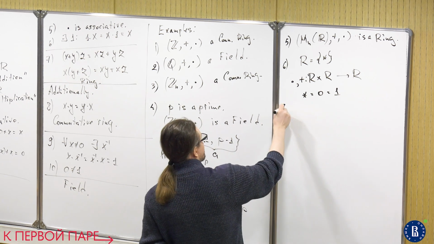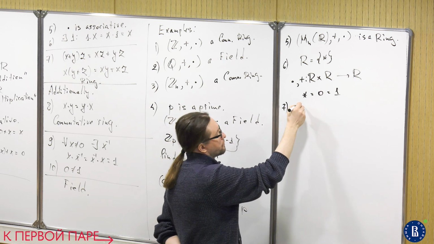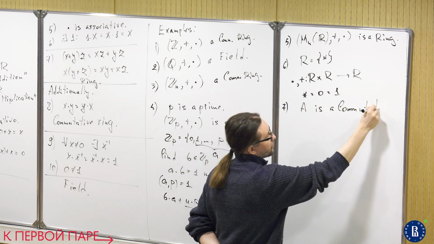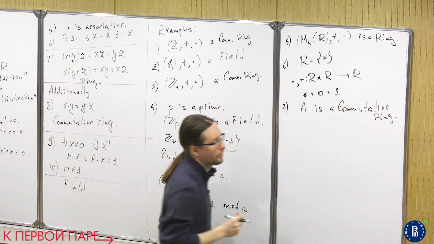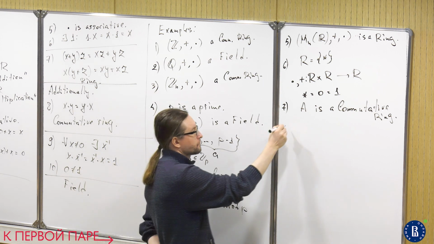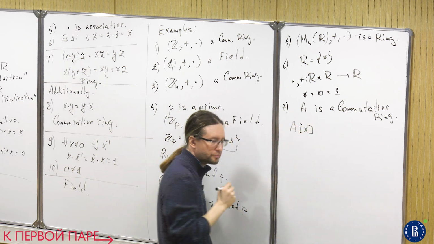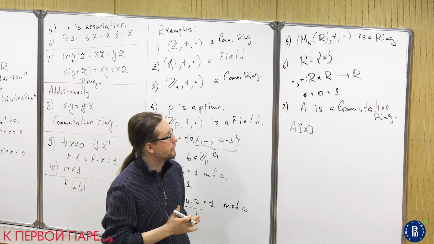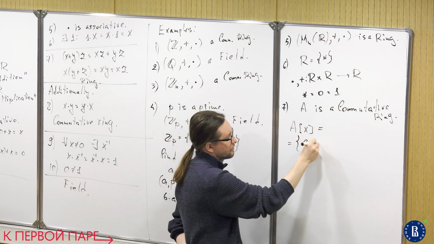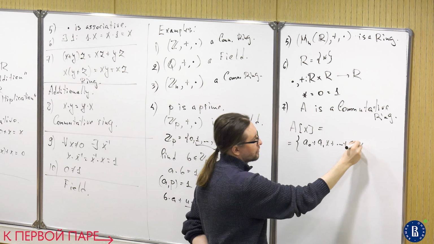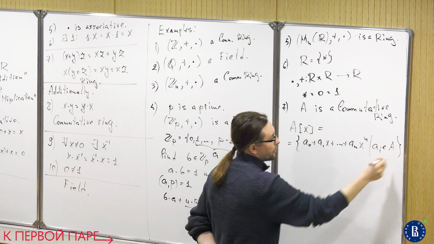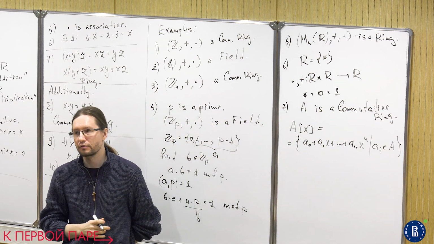Another example, example number 7. Let's take an arbitrary commutative ring. I want to define the set of polynomials with coefficients in A. Okay, as a set, this is the set of pictures where all the coefficients are in the ring A. This is just the set of pictures.